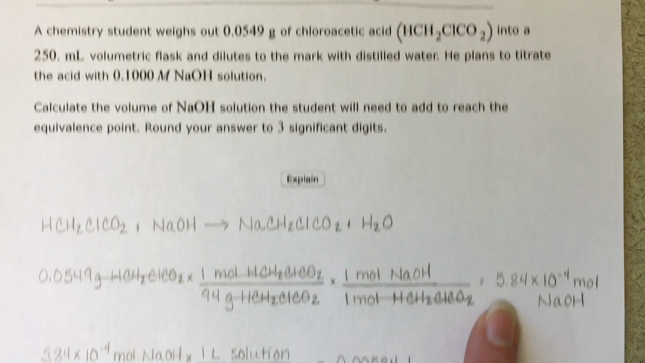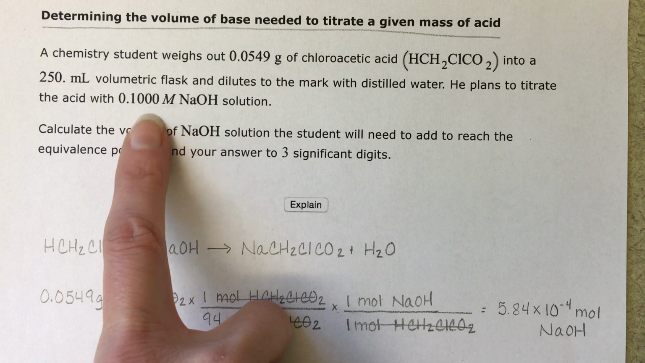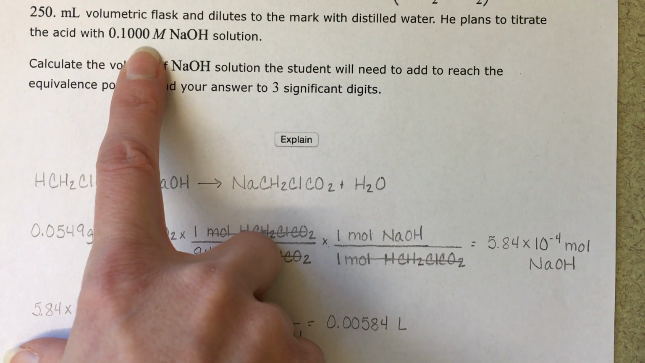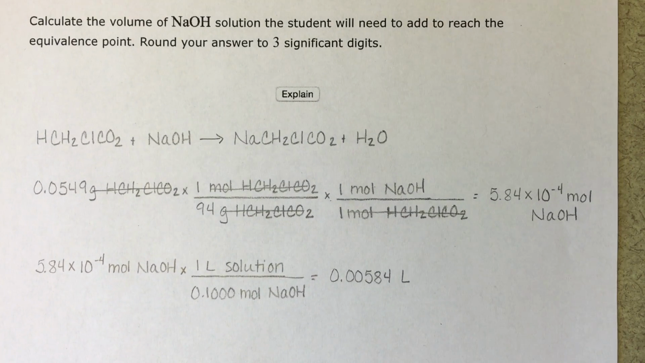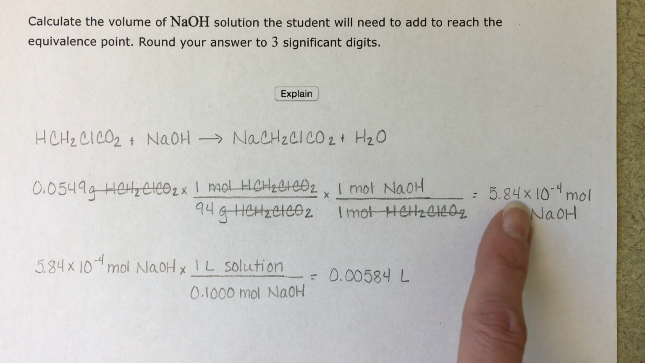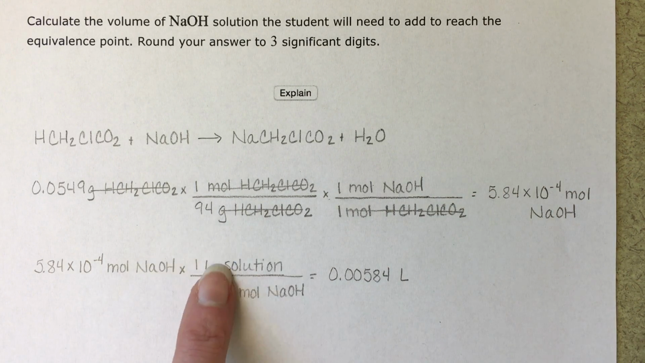The sodium hydroxide is present in a 0.1 molar solution, which means that we have 0.1 moles of sodium hydroxide in every liter. We want to know what volume of sodium hydroxide would have this many moles. So we're going to use molarity as a conversion factor to convert from moles into liters. We take the amount of moles that we need and multiply it by the molarity, 0.1 moles per liter.